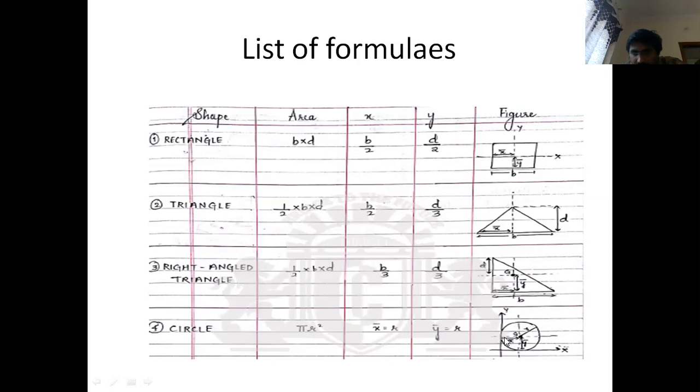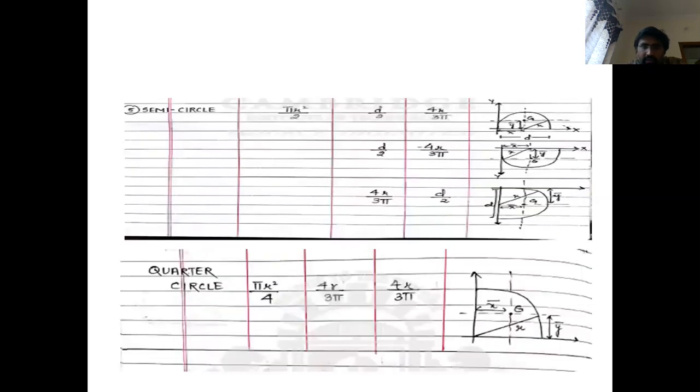So your x bar will be r, and similarly your y bar will be r. So what is the CG distance? CG distance will be r comma r, or else d by 2 comma d by 2. And the next one we have is a semicircle.